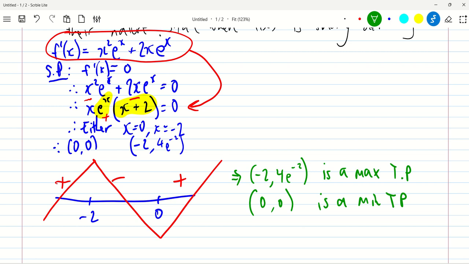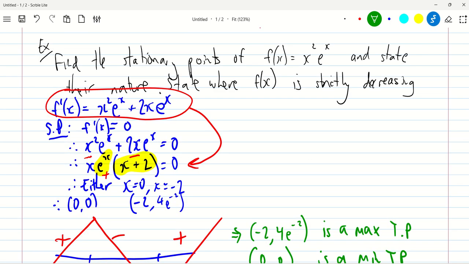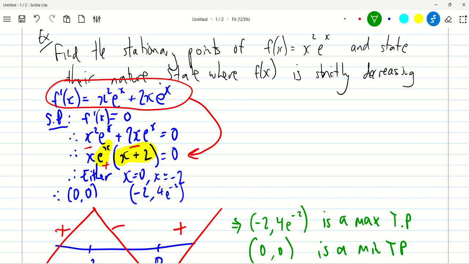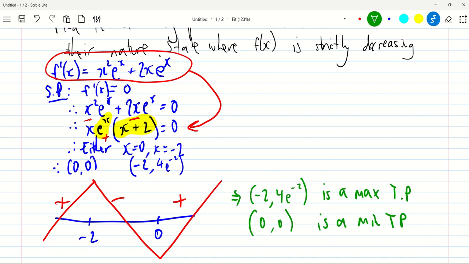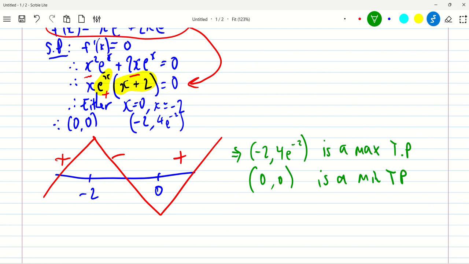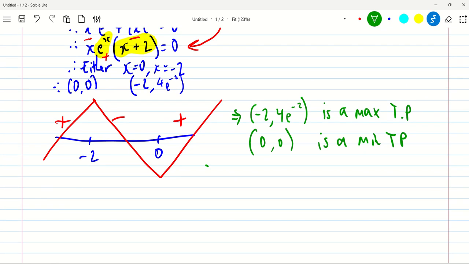Okay, so that's what the question asked us to do, I'm pretty sure. Find the stationary points of that and state their nature, and state where it is strictly decreasing. So let's have a think about it. Where is the graph decreasing? What that means is where is the gradient negative? So where is it going down? And so therefore, f of x is decreasing when, and I'll just put x in, let's have a think about this. It's going to be decreasing here, right? So that bit there, where it's going downhill.